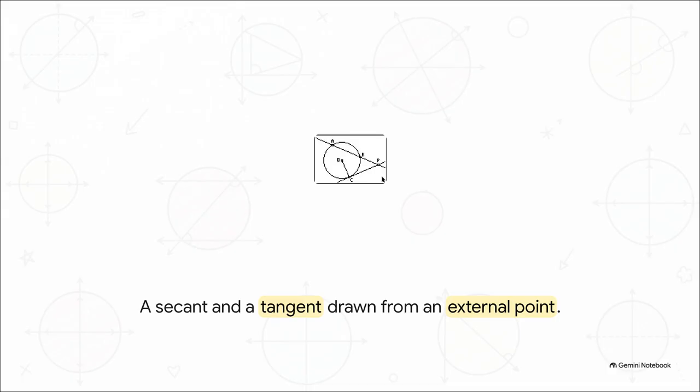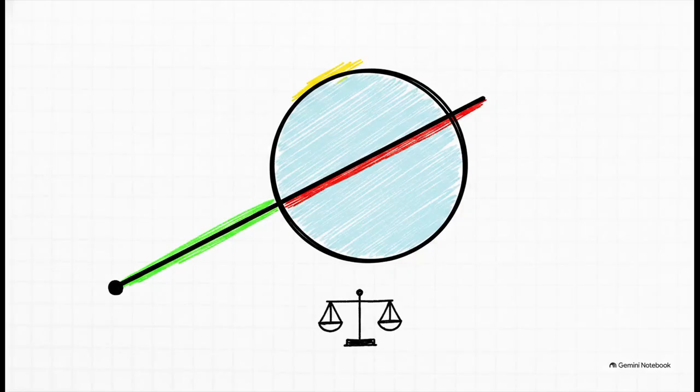Let's call it point P again. From this external point, we draw two lines. One is a secant line, meaning it cuts straight through the circle, intersecting it twice. The other is a tangent line, which, as we know, just barely grazes the edge of the circle at one specific point.